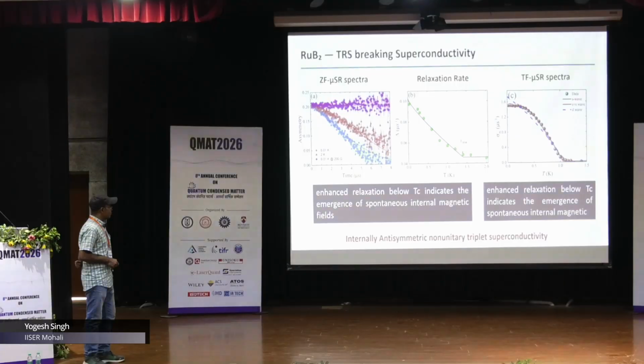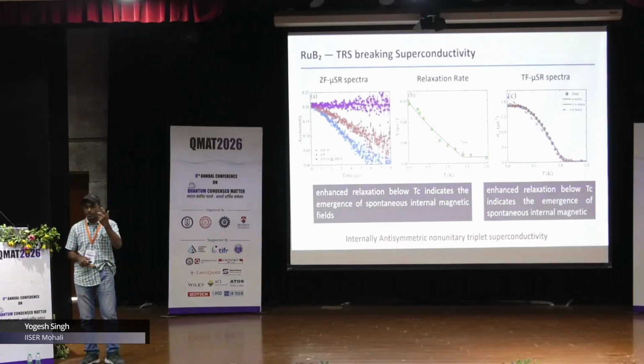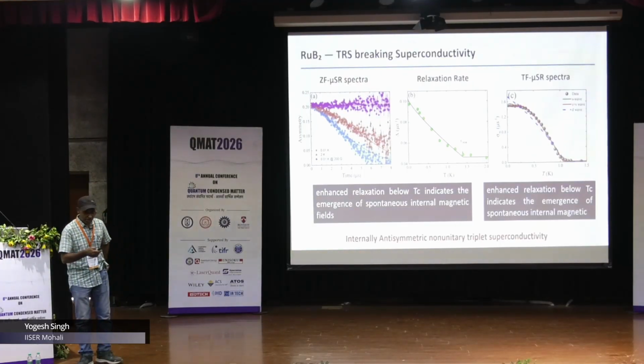So Shudip at IIT Kanpur has done some symmetry analysis based on the crystal structure, etc., and proposed that internally antisymmetric non-unitary triplet superconductivity is what is happening here. I can talk about this if anybody has a question later.